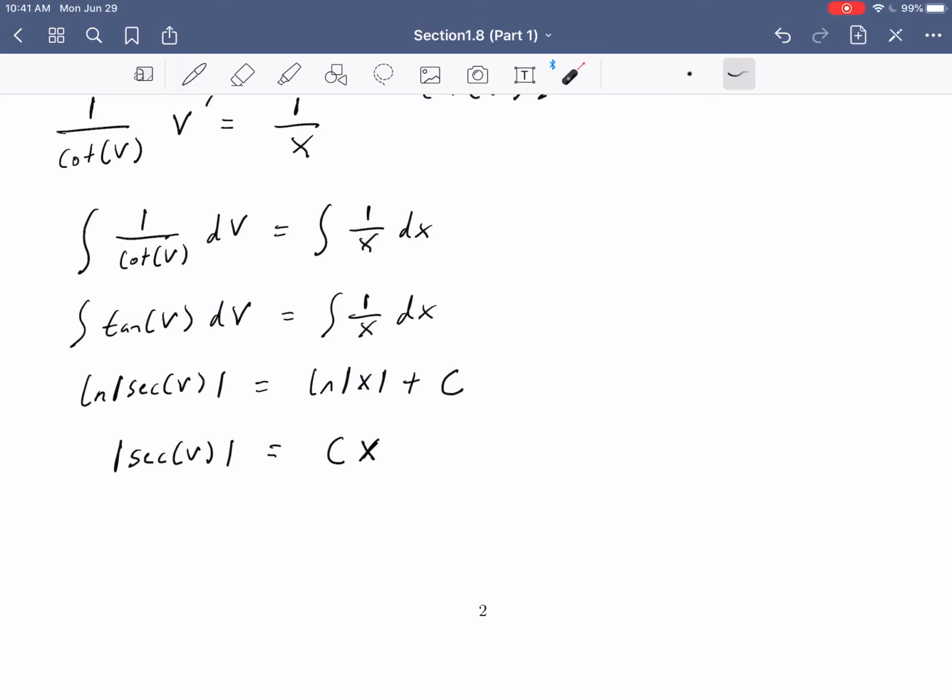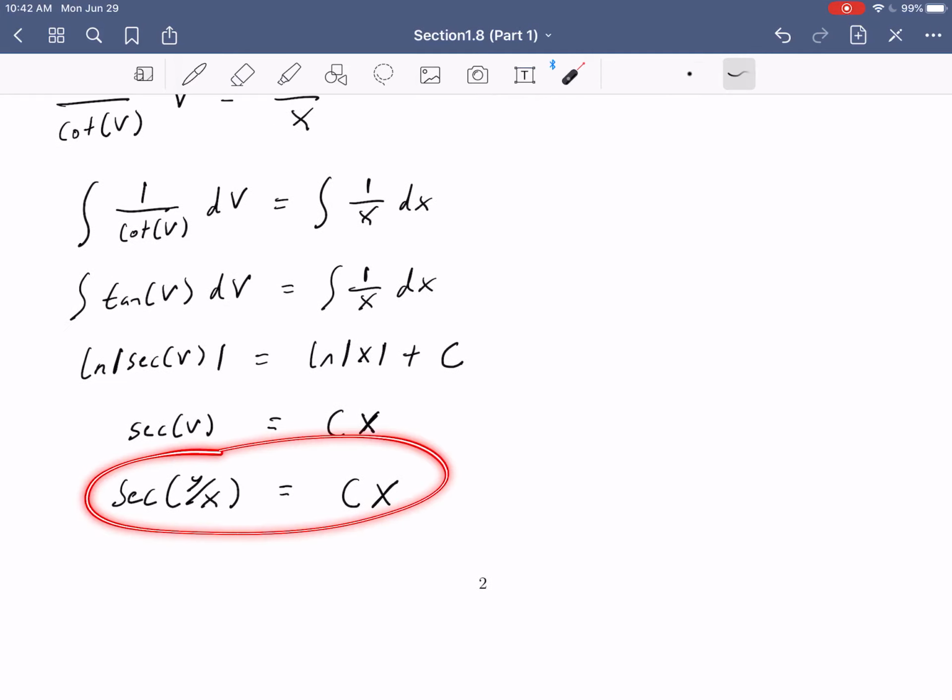If we go ahead and do that simplification, again, remember that's taking e on both sides. Actually, we don't even need these absolute values here because, again, with choice of constant, we can get away with just getting it there. Then we can go ahead and unpack this by replacing what the v is equivalent to. So we can get secant of y over x is equal to cx.